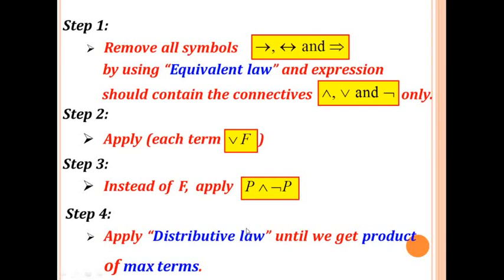Step 4 is nothing but apply the distributive law until we get a product of max terms. Already we know from the previous video lecture what is meant by max term. Max term is nothing but if any variables are connected by the OR operator, then those terms are called max terms. Once we get a product of max terms, then that expression is called what? Principal Conjunctive Normal Form.